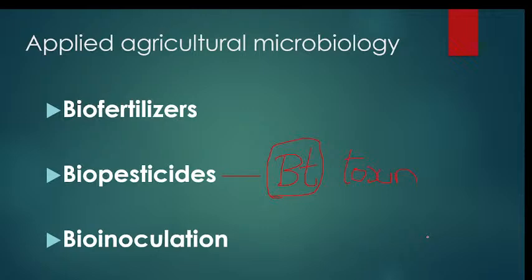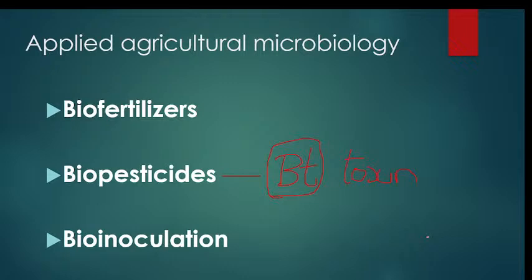There are other biopesticides too, but I'm talking here about microbiology. So the microbe which is used as a biopesticide is Bacillus thuringiensis. It produces a toxin that is called Bt toxin, and usually it is efficient in controlling lepidopteran pests such as butterflies or moths.